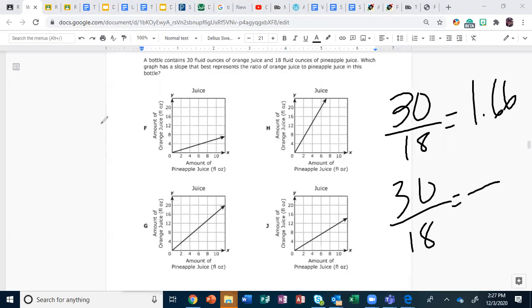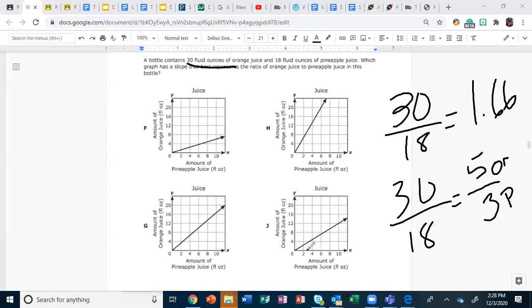6? Okay, so if we divide 30 by 6, what do we get? 5. And if I divide 18 by 6, I get 3. So that means that for every 5 ounces of orange, I should have 3 of pineapple. So 5 orange should be equal to 3 pineapple.